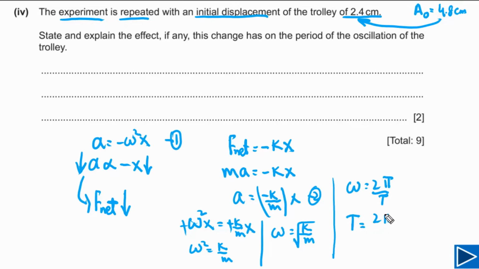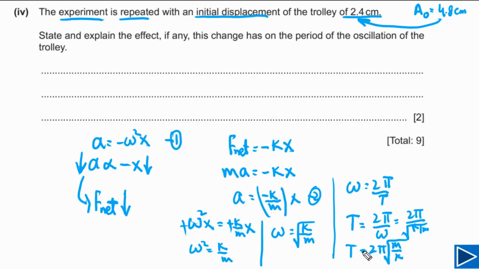So from here we can find out the time period of oscillation. This will be equal to 2 pi over omega. So we can plug in the value of omega. Omega is equal to root of k over m. Or simply we can say that time period is equal to 2 pi root of m over k. And this is how we can calculate time period of a spring mass system.